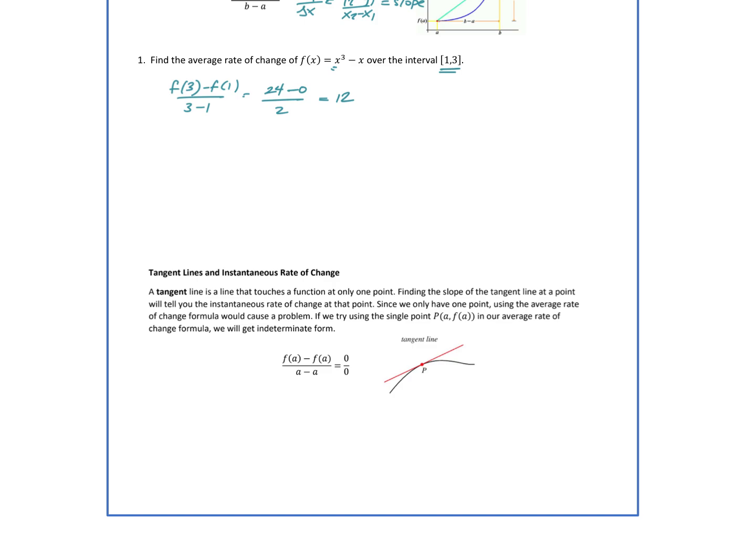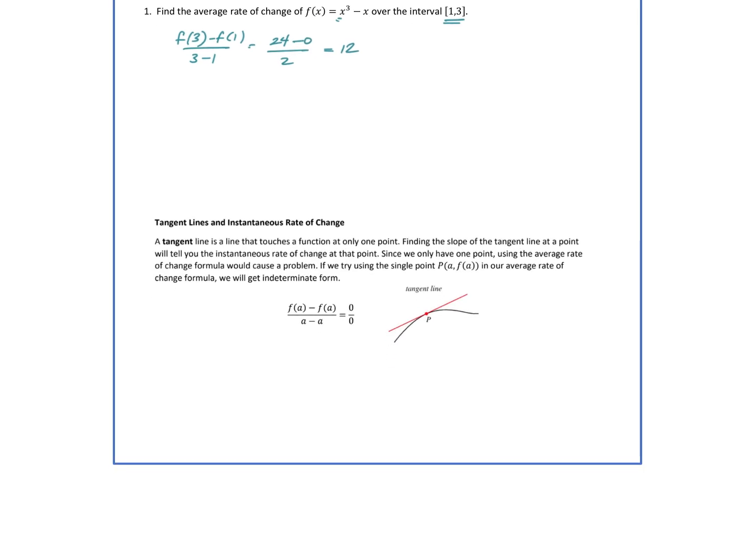So let's say you're traveling for 2 hours, and your average speed over the duration of the 2 hours is 50 miles per hour. That means maybe at one point you were driving 30 miles per hour, maybe at another point you were driving 65 miles per hour, but the average speed is 50 miles per hour. Instantaneous rate of change says, well, what speed was I driving at, let's say, 1.5 hours? That's what instantaneous rate of change is. And calculus allows us to do that, and the tangent line.